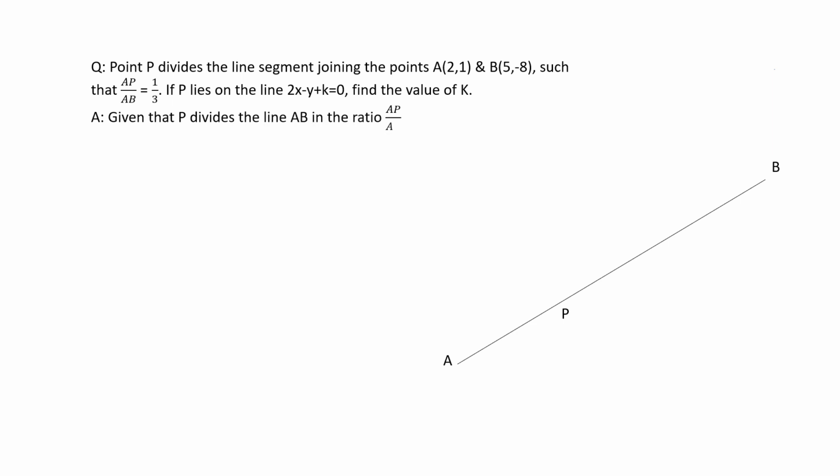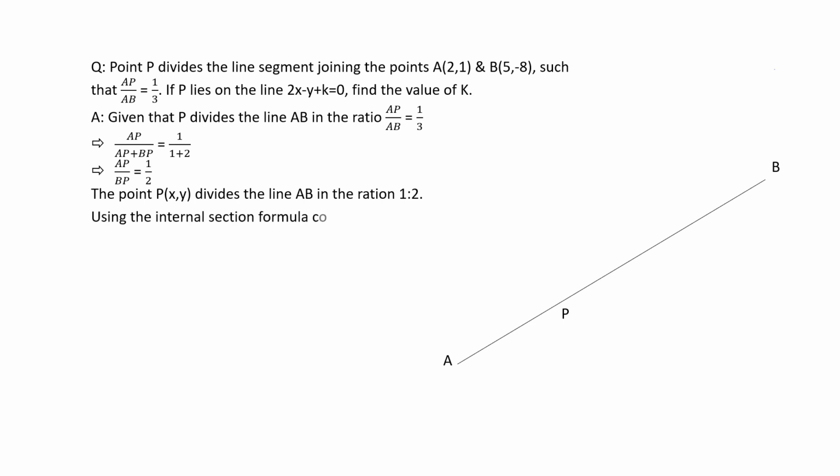Given that P divides line AB such that AP by AB equals 1 by 3, or we can write it as, what is AB? AB is nothing but AP plus BP. So we can write AP by (AP plus BP) equals 1 by (1 plus 2), or it is nothing but AP by BP equals 1 by 2. That means point P divides AB in the ratio 1:2.